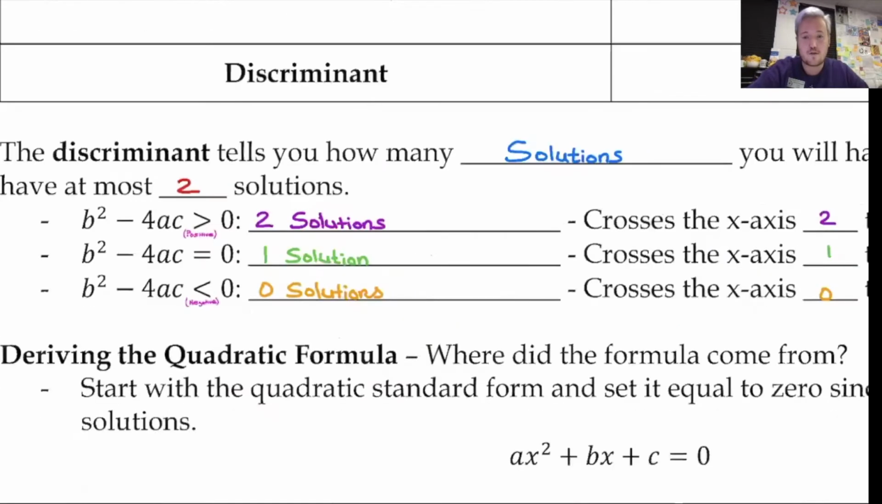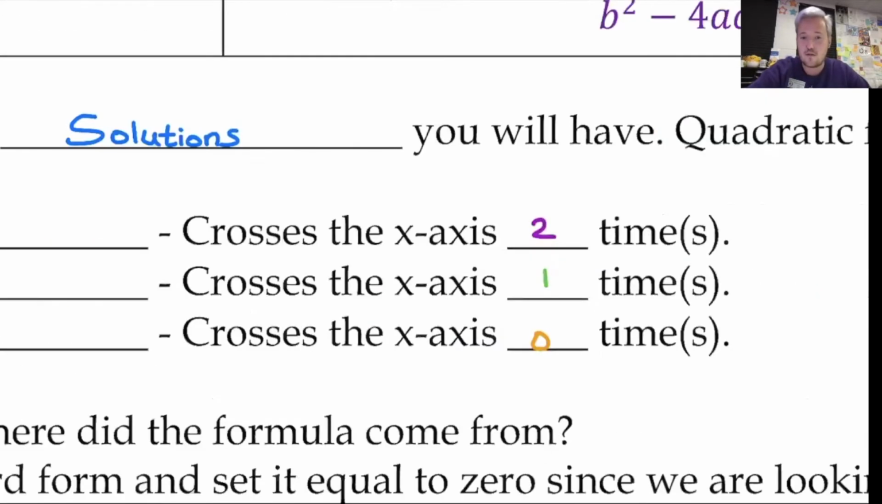All right, so then it also kind of gives you an idea of what to expect on the graph. So if you have 2 solutions, it should cross the x-axis twice. If it has 1 solution, the vertex is on the x-axis. It only crosses once. And if you have no real solutions, the parabola does not even cross the x-axis at any point.